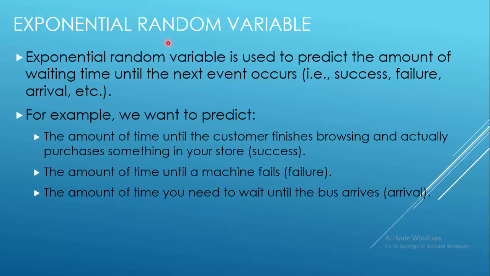Exponential random variable. An exponential random variable is used to predict the amount of waiting time until the next event occurs, that is success, failure or arrival. For example, we want to predict the amount of time until the customer finishes browsing and actually purchases something in your store, the amount of time until a machine fails, the amount of time you need to wait until the bus arrives, and things like that. So we have to wait for the event to occur.